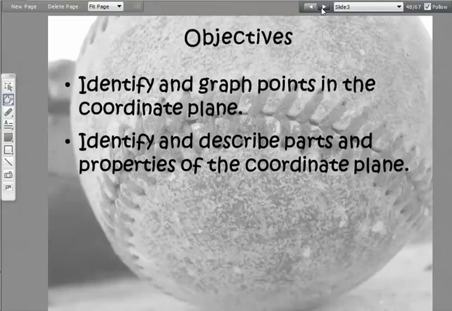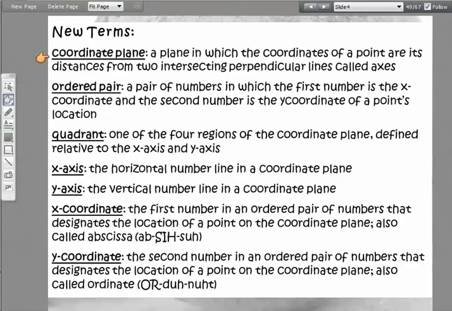Our objectives in this lesson are to identify and graph points in the coordinate plane and to identify and describe parts and properties of the coordinate plane. Here are all these terms that they say are new, not really new, because I know you've learned them before. A coordinate plane, and most of them I'm not going to describe right here because we're going to be describing them in the lesson. An ordered pair, a quadrant, the x-axis, the y-axis, the x-coordinate, and the y-coordinate.